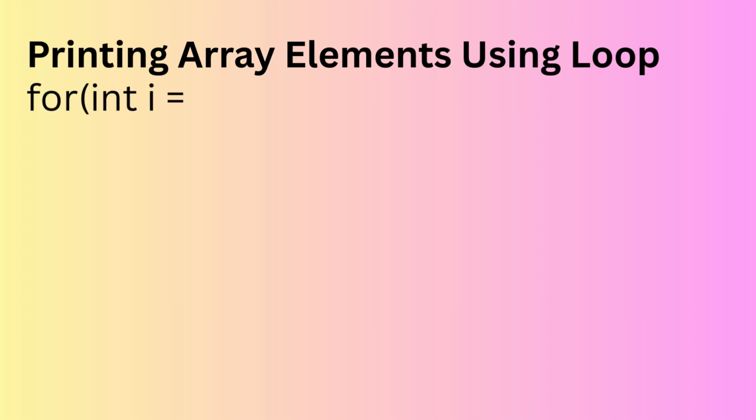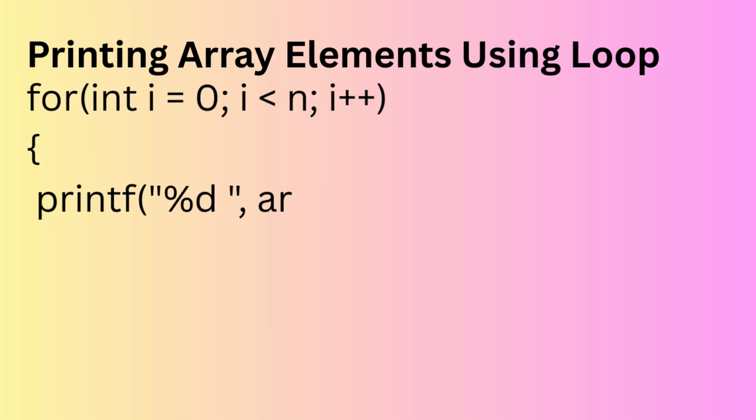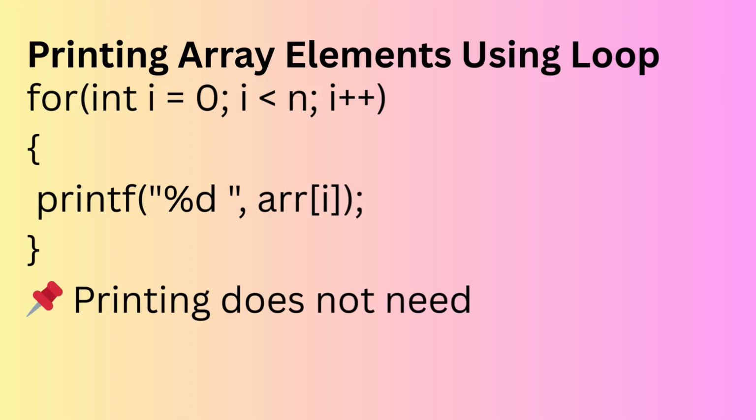To print every value of the arr array, you just write a loop which will start from i equal to 0 and continue while i is less than n, with i incremented by 1. Just write a printf statement, but there is no need for the ampersand, which is needed to take input, not to show output.